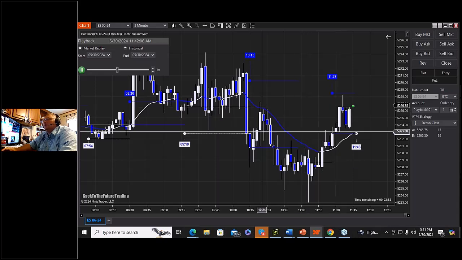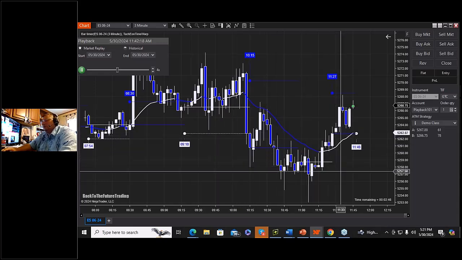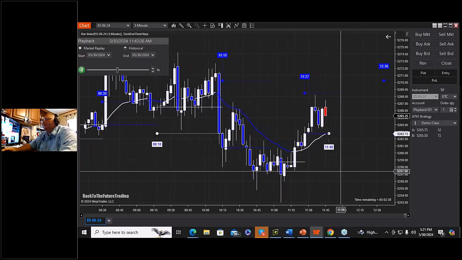All right, so I was going to do one more trade, but we're right here at this 1148, so we might as well trade it. Last setup for the day.